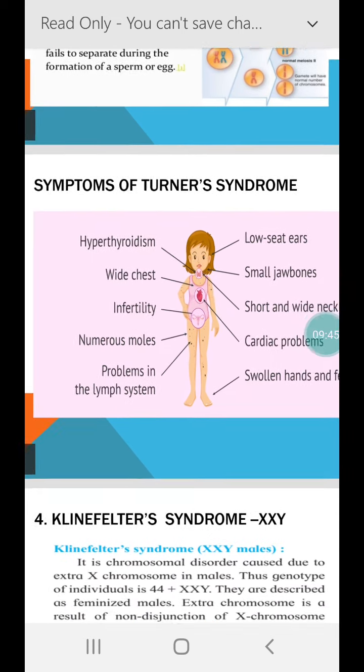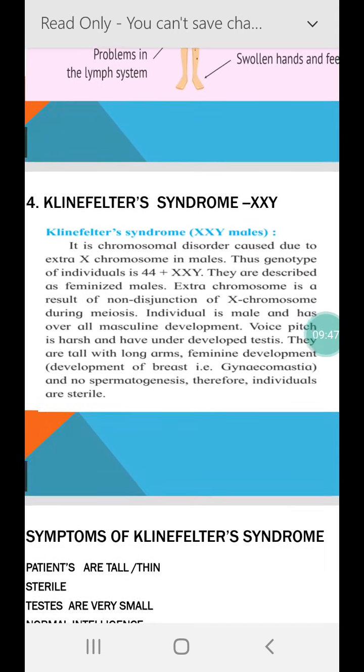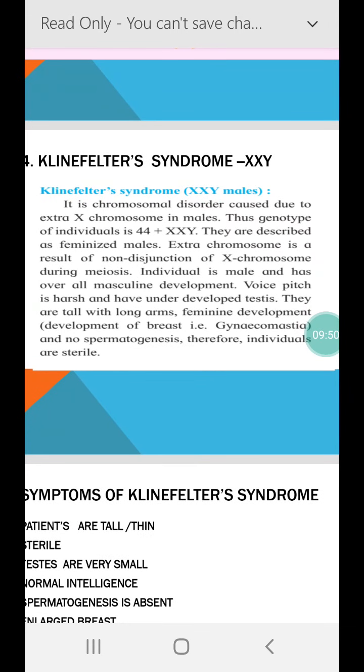Now next is Klinefelter syndrome. It is again a chromosomal disorder, you can say a sex chromosomal disorder, and caused due to an extra sex chromosome. Here you can see XXY. So the genotype is XXY instead of XY. So they are sometimes called feminized males.